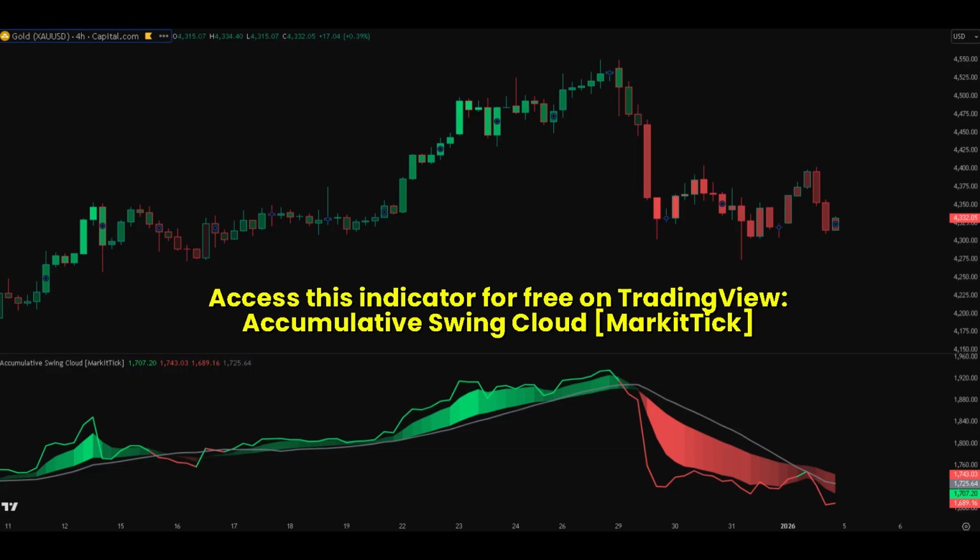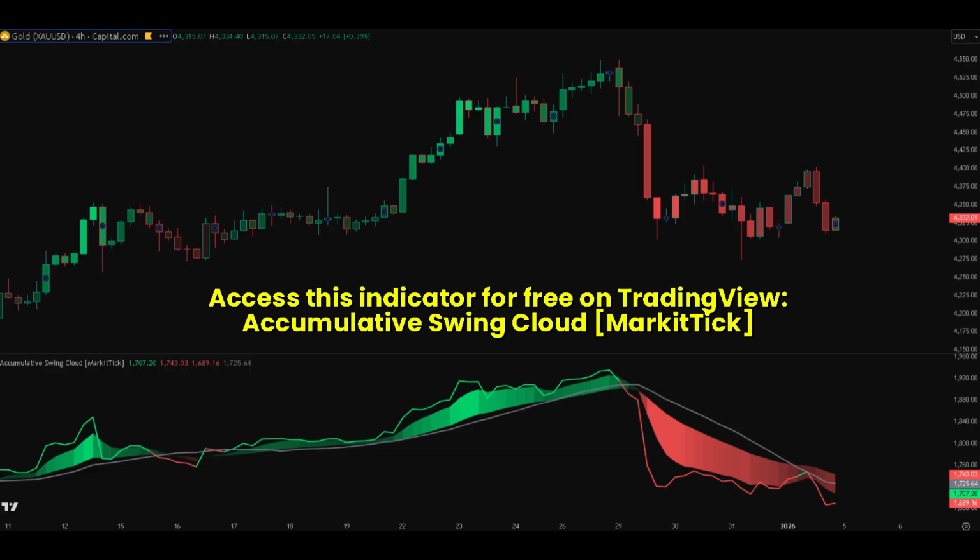Visual guide. The indicator plots several key visual elements on the chart. Cloud fast, green line, represents the shorter-term moving average of the Accumulative Swing Index. Cloud slow, red line, represents the longer-term moving average. Cloud fill, gradient area, the space between the fast and slow lines. Green gradient indicates the fast MA is above the slow MA, bullish trend.